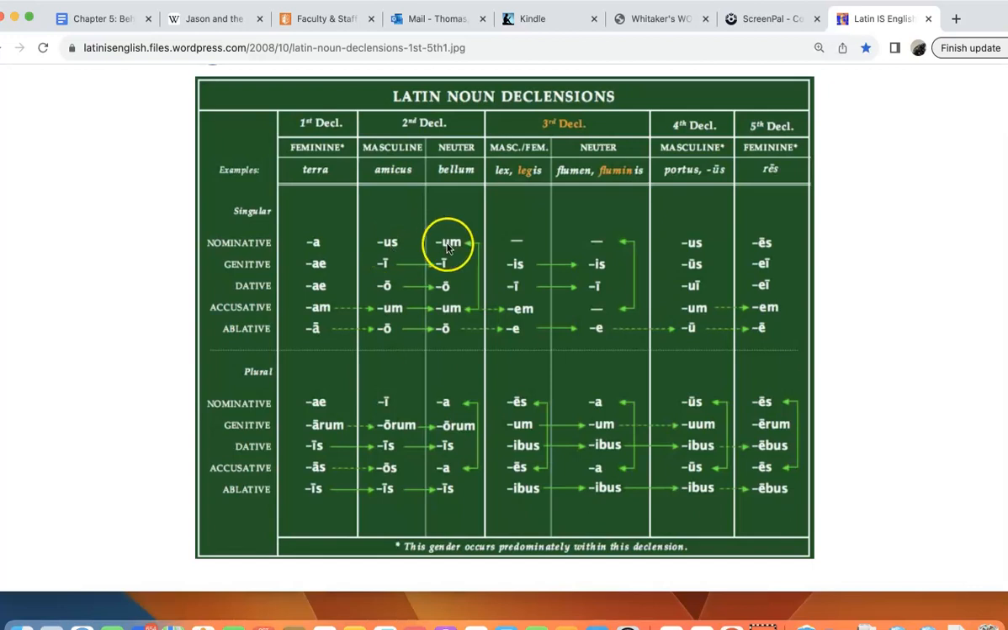And so instead of -us, we have -um. Here it actually stays the same, although it's still a neuter noun. Here, instead of -i, we have -a, and instead of -os, we have -a.